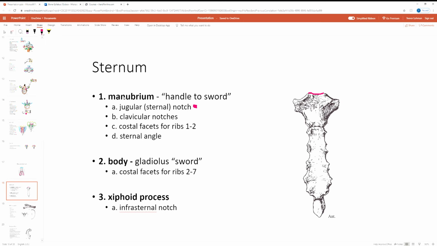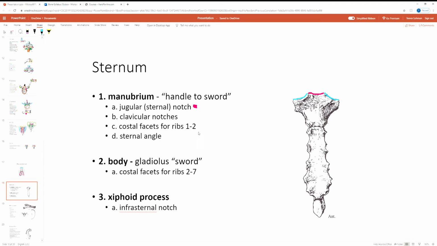And then next to the jugular notch, we have the clavicular notches for the, you guessed it, clavicles. So the sternal facets of the clavicles articulate here with the clavicular notches. Now we get into our costal facets. There's 7 of them for the 7 ribs that attach directly to the sternum. Ribs 8, 9, and 10 attach through a more complicated cartilaginous attachment. They all, except for ribs 11 and 12, eventually attach to the sternum, but 1 through 7 attach directly.